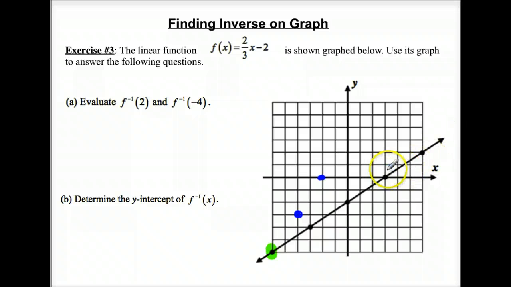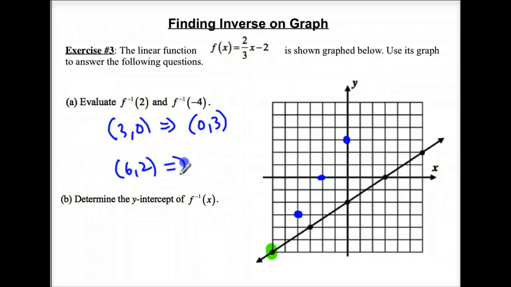This point here, I see it's (1, 2, 3), (0, 3, 0). So the inverse is actually going to be (0, 3, 0), (1, 2, 3), which is right here. And then this point right here, 1, 2, 3, 4, 5, 6, 2 is going to actually be (2, 6). So this becomes 1, 2, 1, 2, 3, 4, 5, 6.